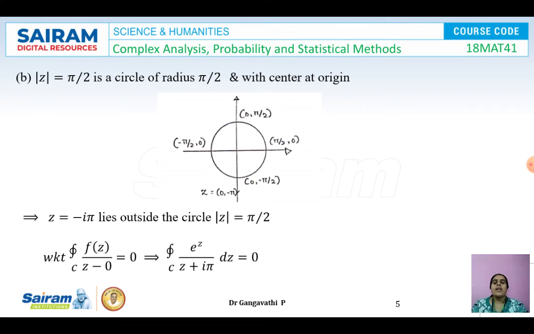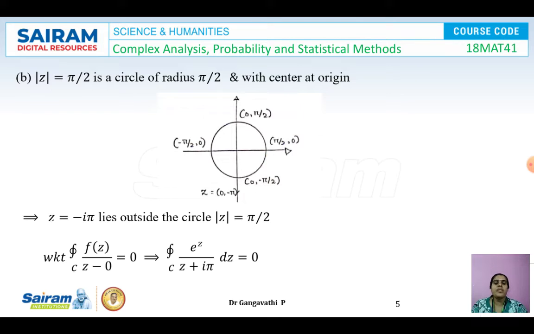So now let us consider the second curve for the same integral function which has been given. The second curve given is mod z is equal to pi by 2. So it means that mod z is equal to pi by 2 is a circle with the radius pi by 2 and the center at origin. The radius from this point to this point, the distance is pi by 2. And the point a is minus i pi.